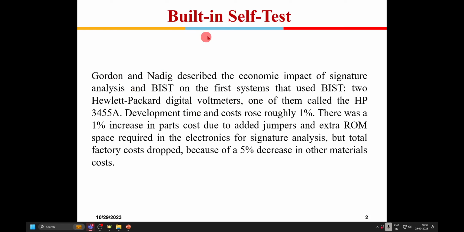Now, built-in test started with Gordon and Nedick. HP had a voltmeter, so they incorporated a self-test in this voltmeter. The additional development time and cost of incorporating that self-test in the voltmeter was roughly 1%, but the total savings was 5%, because post fabrication they didn't have to do an elaborate test after manufacturing the voltmeter. So this is the history of built-in test.